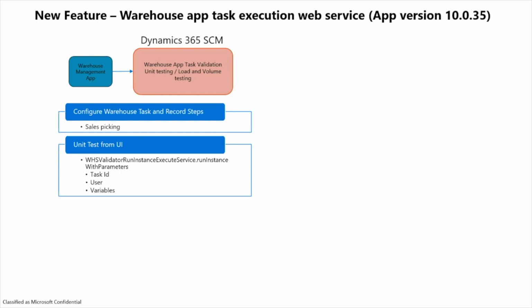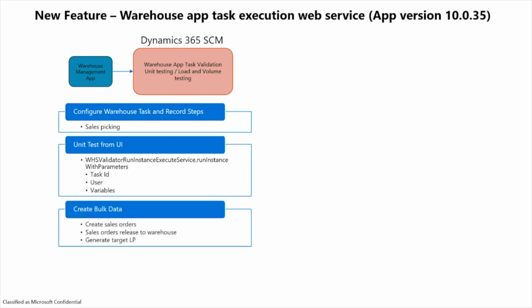And you can use Express Plus to call the web service. You need just three parameters: the task ID, the warehouse device user, and the variables that we need for a sales picking scenario. We also released a set of tools that you can use to bulk generate data. You can use any other toolset to bulk generate the data, but we also delivered a library that you can use to bulk generate the data.